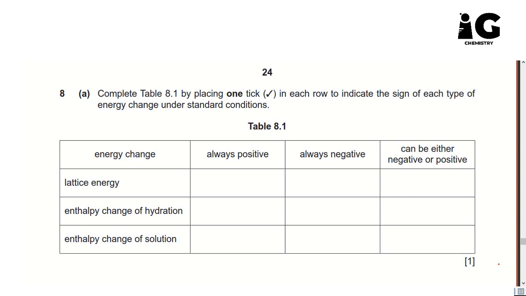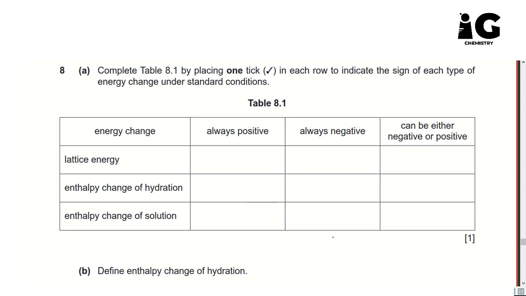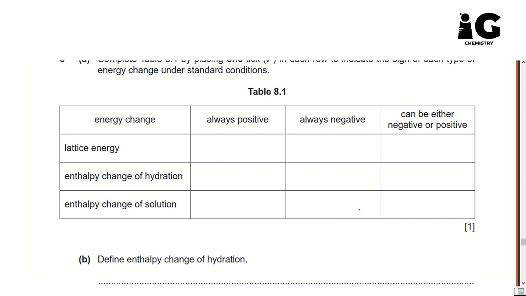Okay, question 8a, complete the table 8.1 by placing one tick in each row to indicate the sign of each type of energy change under standard conditions. So here is table 8.1.